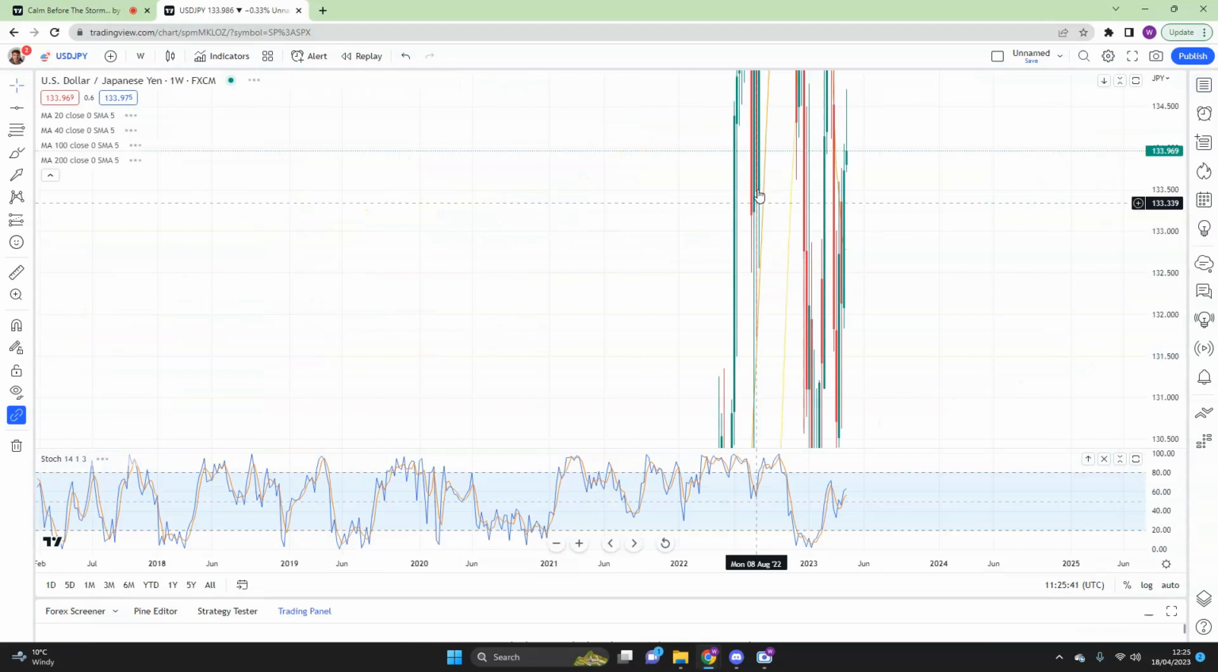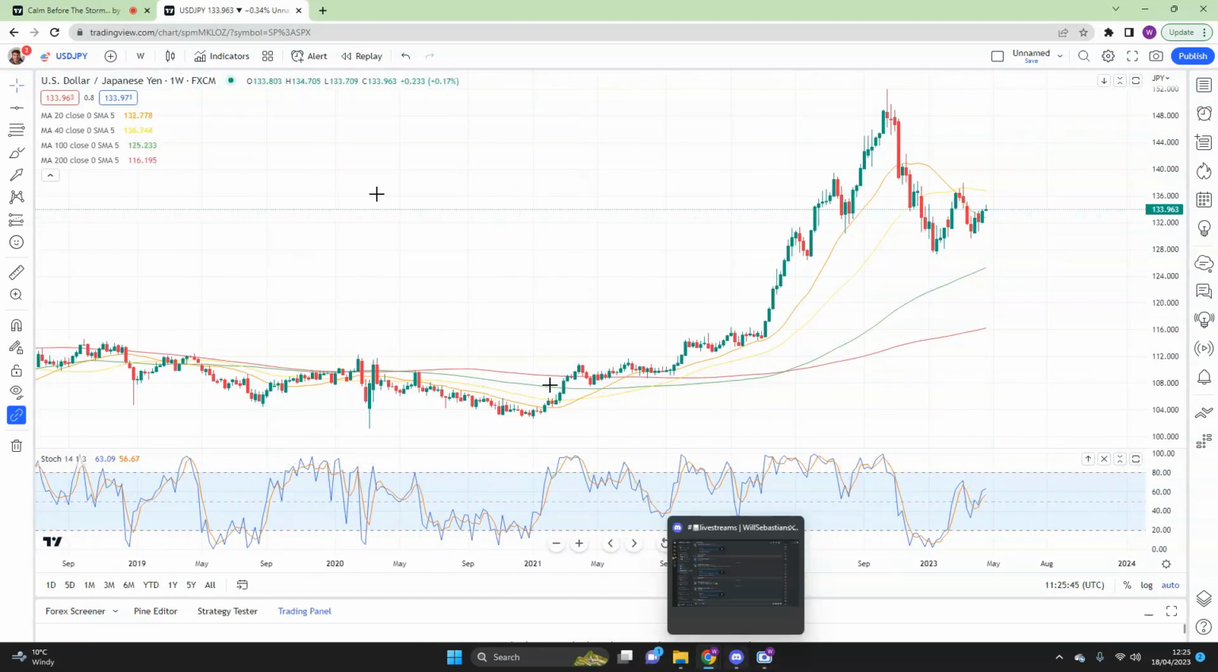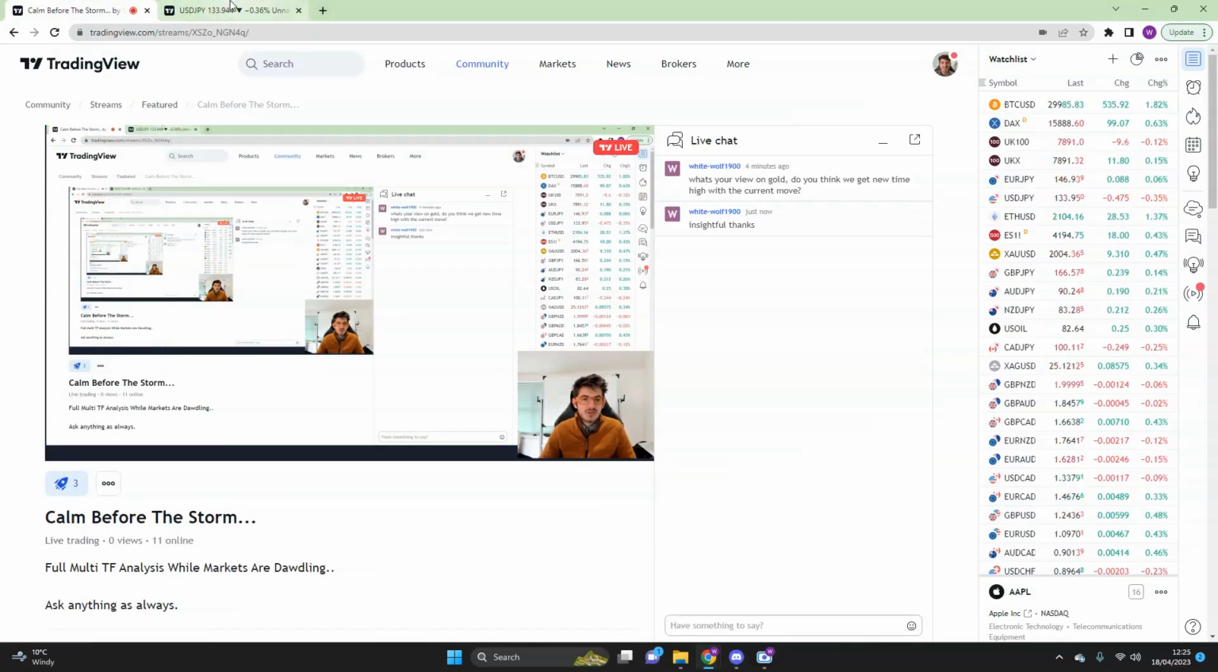Moving on to a yen pair. I've done lots of posts about yen pairs lately. Guys in my Discord, if you're not in the Discord underneath, I post all sorts.